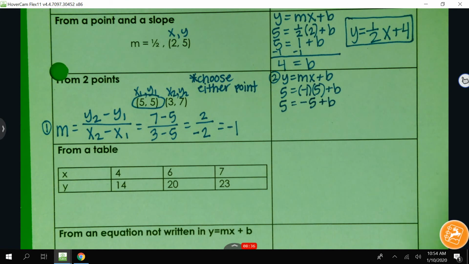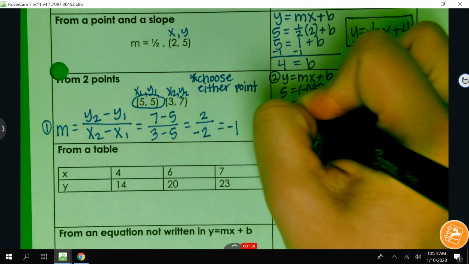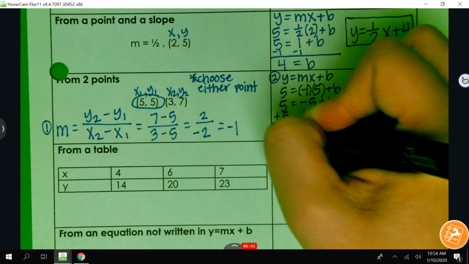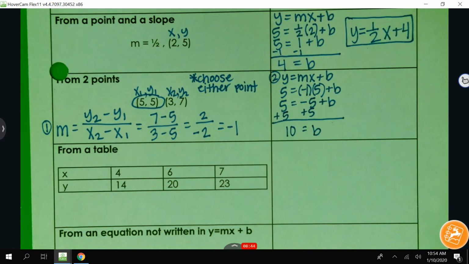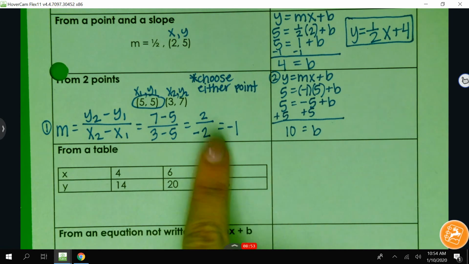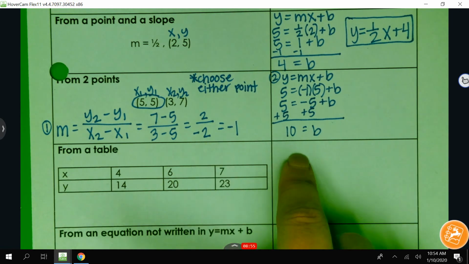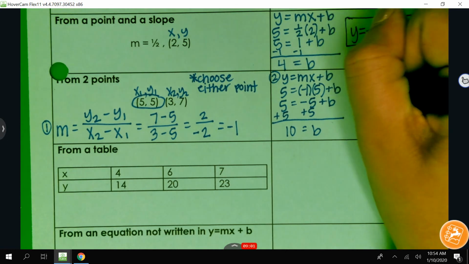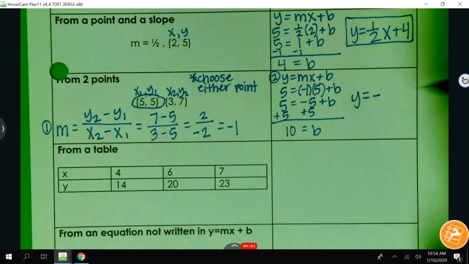Yes. You add 5 to both sides. Good. Add 5 to both sides. So then that leaves me with b equals 10. So now do I have everything I need to write that equation in slope-intercept form? I've got my m and I've got my b. So somebody tell me what that equation should be. Y equals negative 1x.